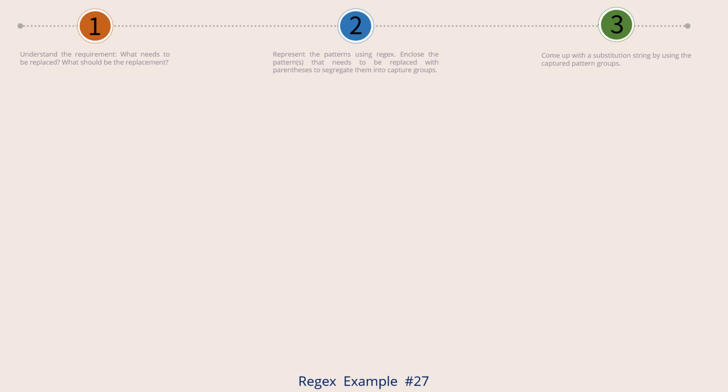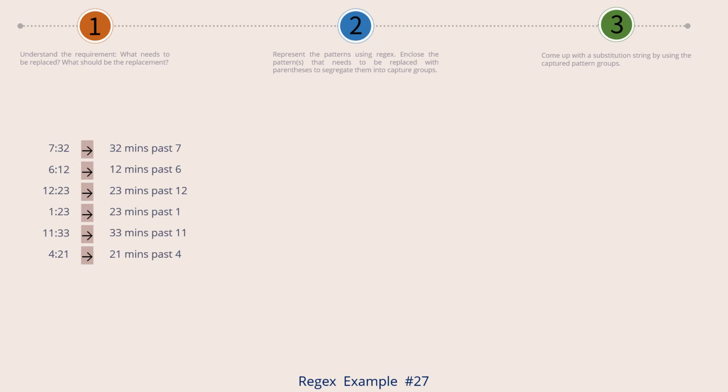This is example number 27 and our third example for find and replace. Here is our input file. To the right of each input string, I have given an arrow symbol and shown what the string should look like after the replacement is done.